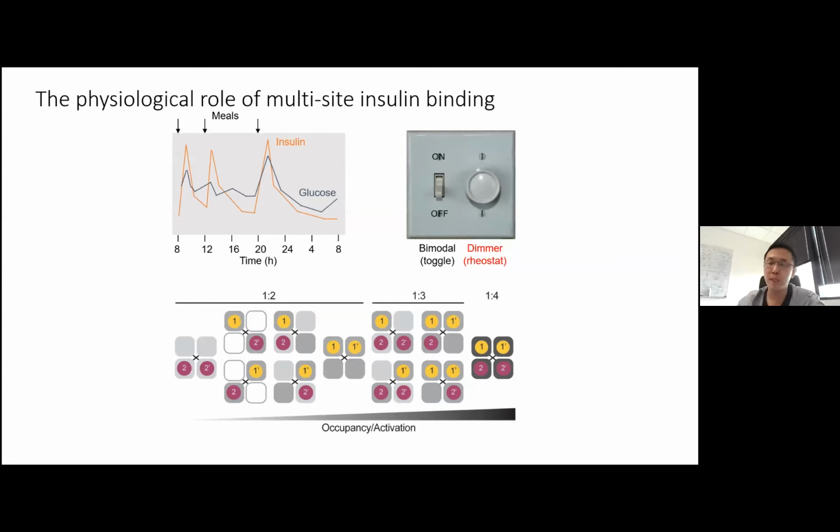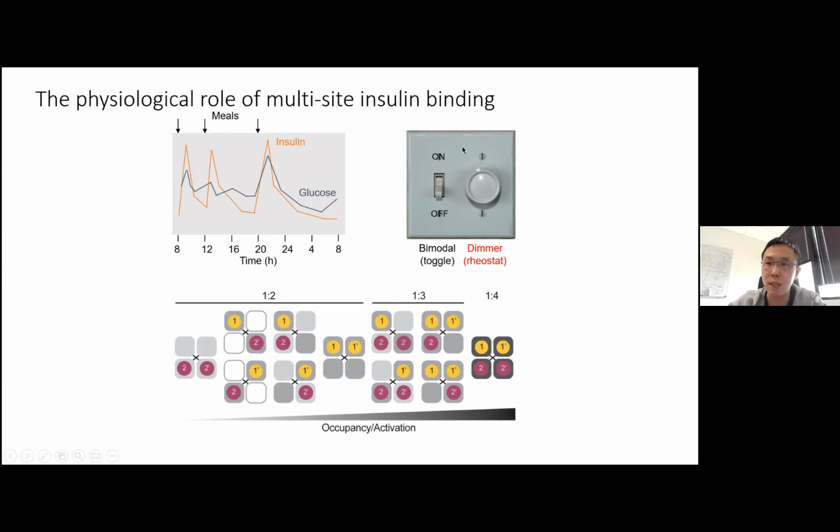So we believe the reason nature developed such a complicated system is that the insulin concentration varies a lot during a day, right? After eating, after exercise, the concentration is always changing. Having such a multi-site binding system, where the insulin receptor can adopt different conformations with different numbers of insulin bound, allows the receptor to respond to a large concentration range of insulin, and to have different activity at different concentrations of insulin.